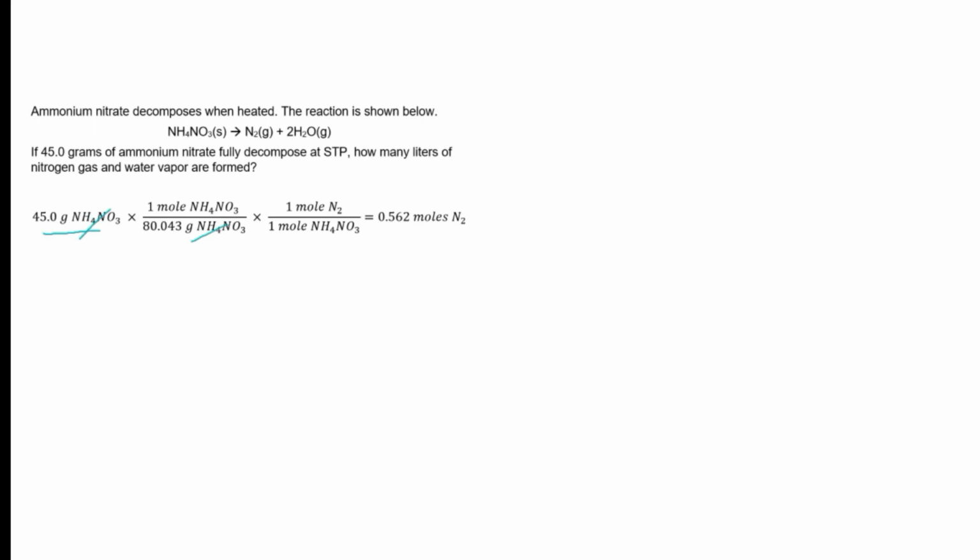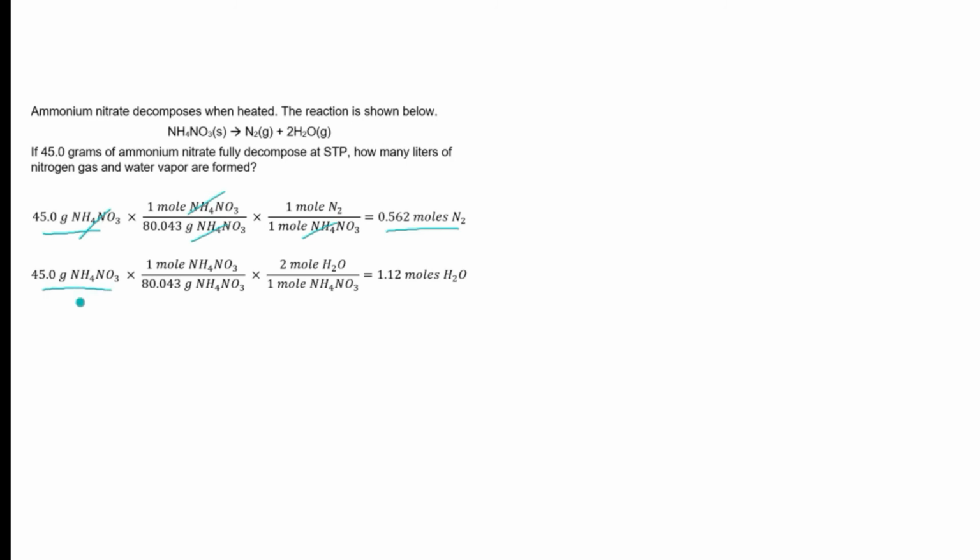Now to go to moles of nitrogen, we need our mole ratio. And the nice thing is this is a 1-to-1 mole ratio. So our moles of ammonium nitrate cancel, and we get 0.562 moles of nitrogen. Let's do the same thing for our water vapor.